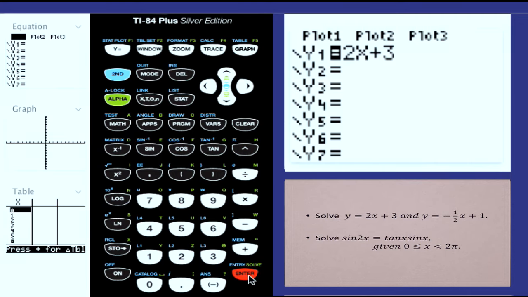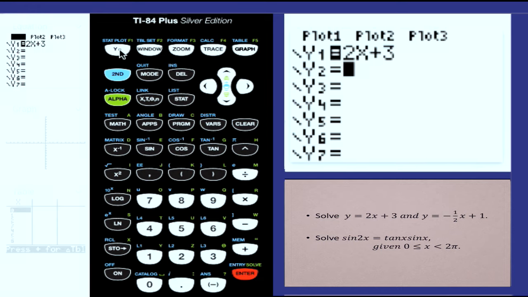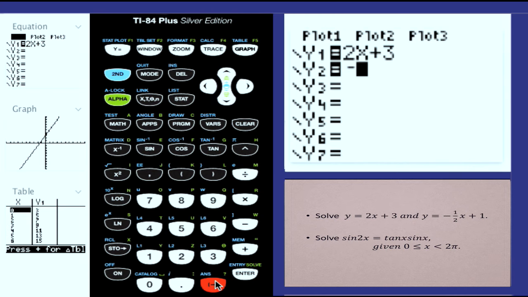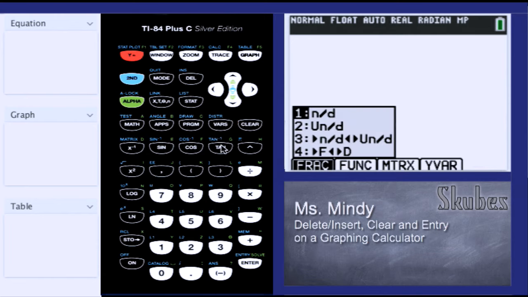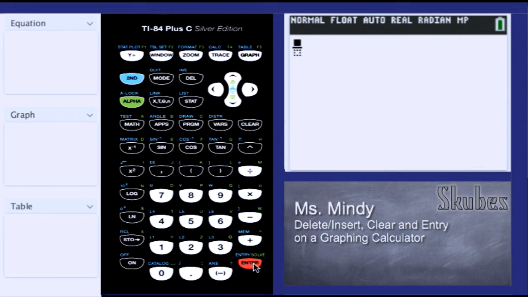So my second equation is y equals negative 1/2 x plus 1. So I'm going to type in negative, and then I'm going to create the fraction button. Use this big expression for a quadratic equation. So I'm going to plug in a fraction. Press the fraction shortcut button, which is the alpha and the y equals. And I'm going to type in this long expression, so just follow with me.